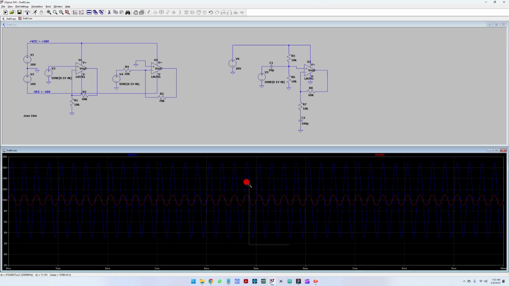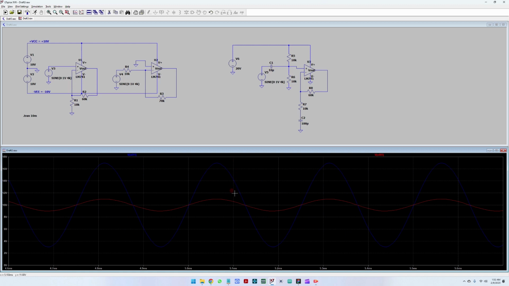And then you can see the beautiful amplification here, and everything goes from 10 to 17 volts, and then from 10 to 3 volts here. So this would be the non-inverting single supply operational amplifier.